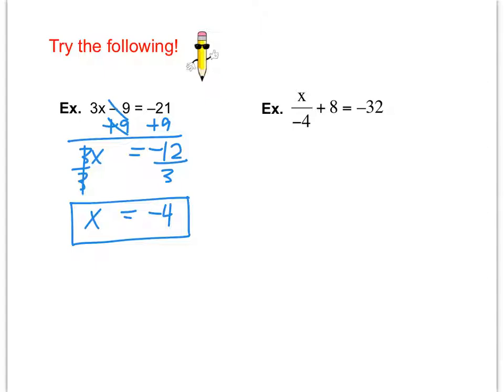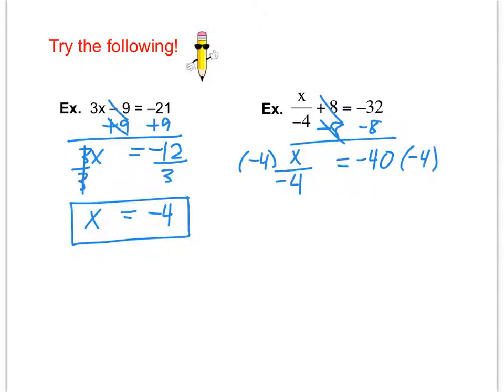The second example, you should have subtracted 8 from both sides to get rid of the addition. You're left with x over negative 4 is equal to negative 40. Your second step should have been to multiply both sides by negative 4. This gets rid of the division, so this cross reduces to equal 1. So I have 1x. Negative 40 times negative 4 is positive 160.